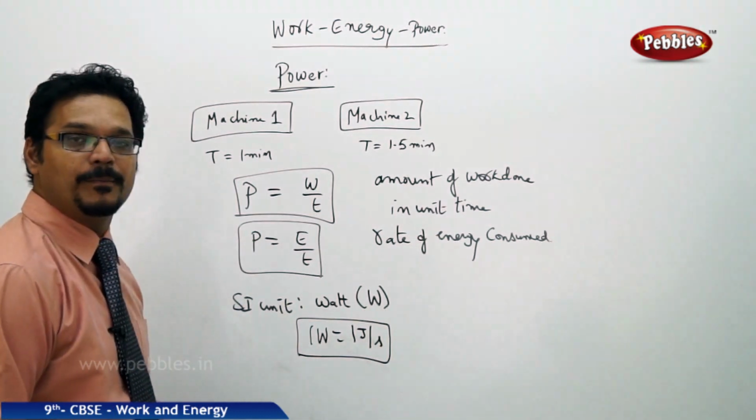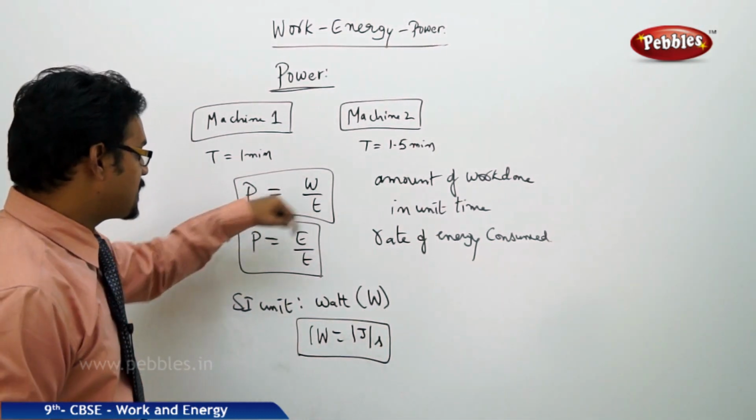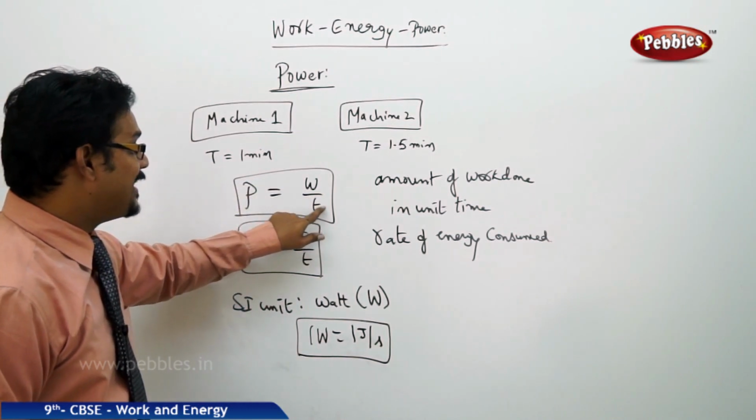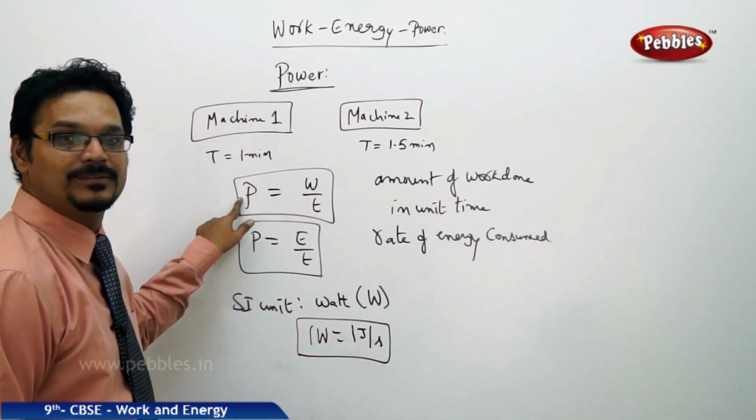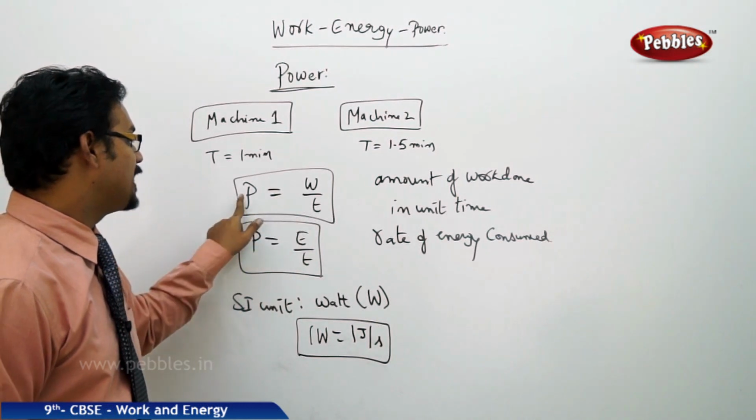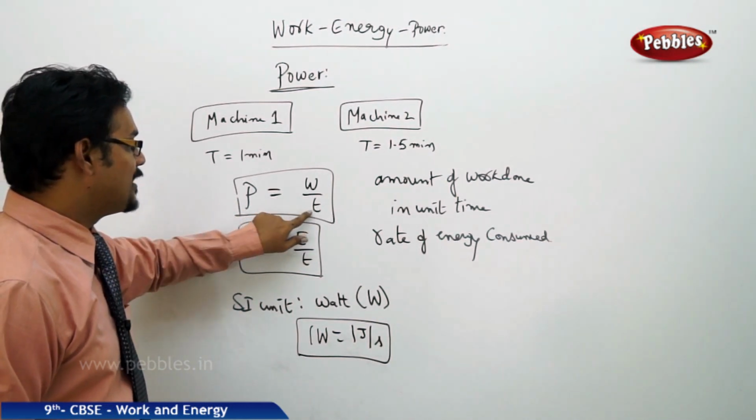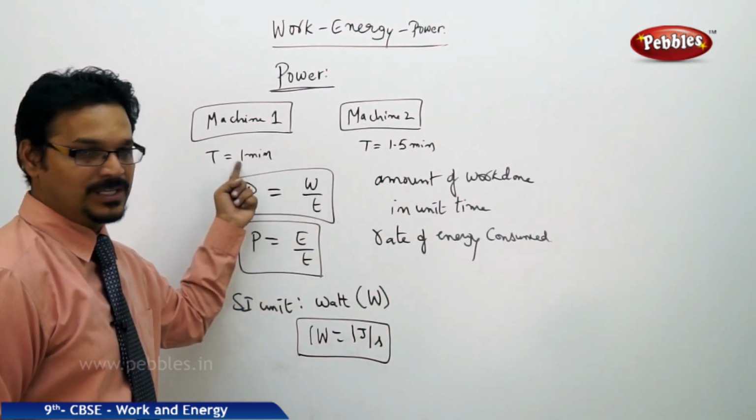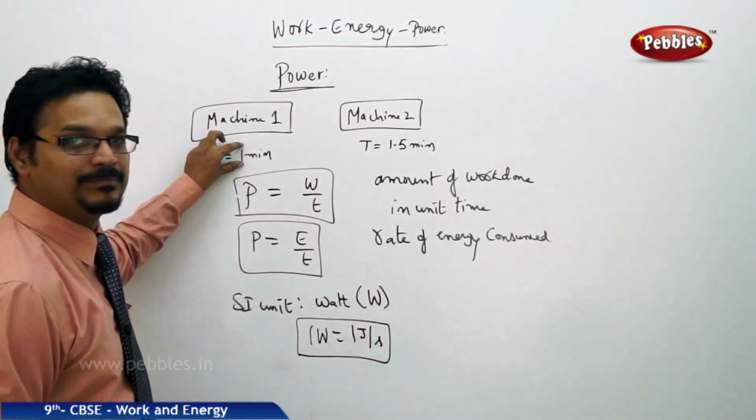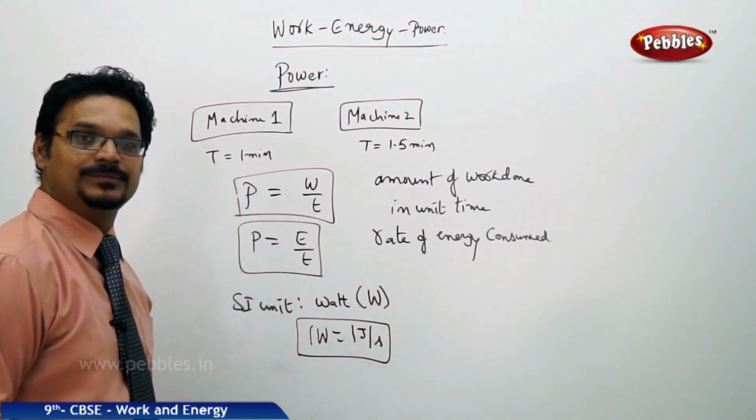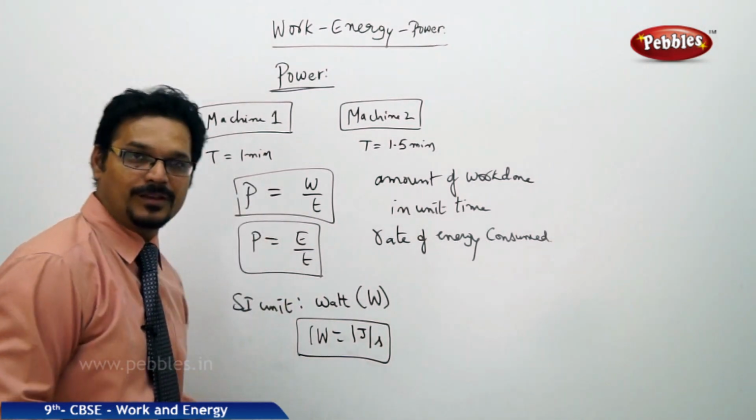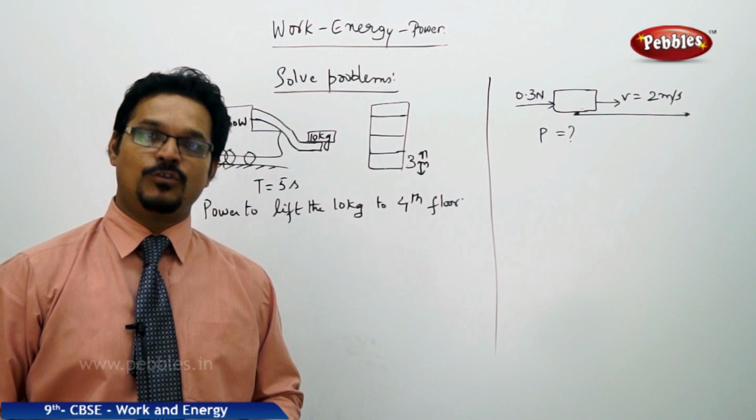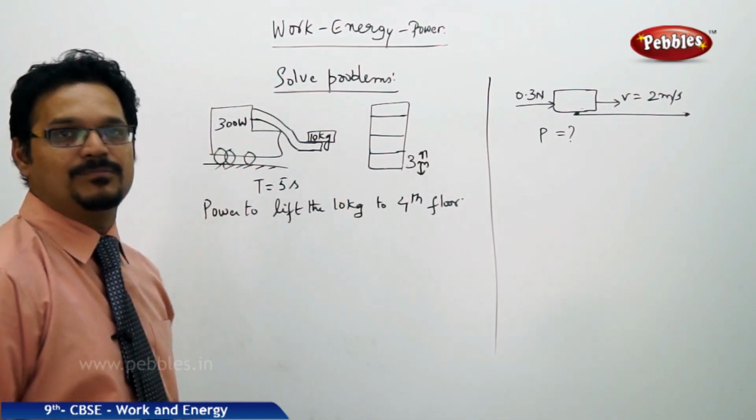That's the power formula. If you see the expression work by time, the lesser the time, the more the power, because power and time are inversely proportional. So less time, more power. In the beginning example, machine 1 took less time, so it has more power. Now let us apply the knowledge of power in these examples.